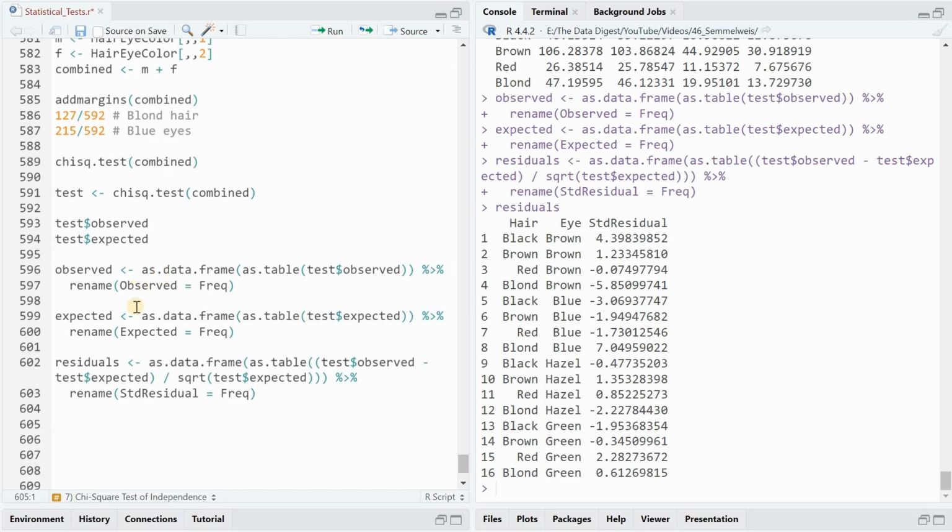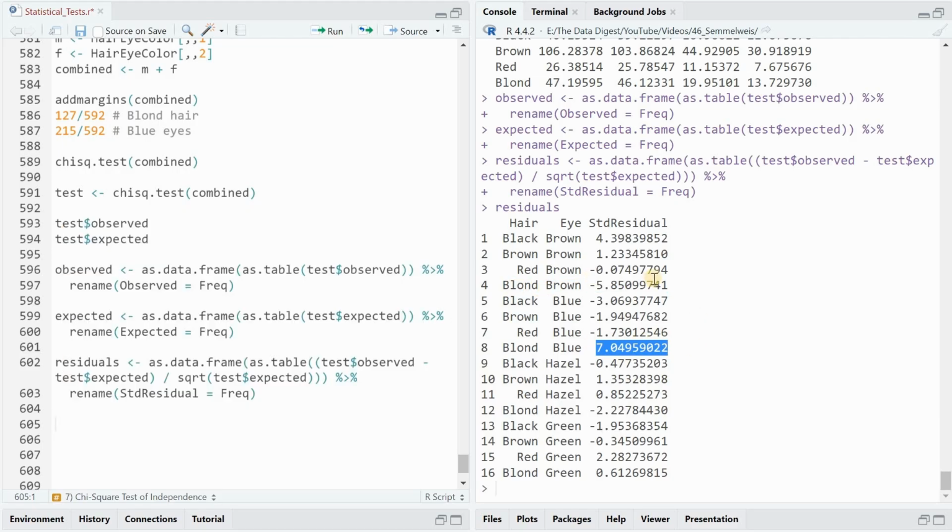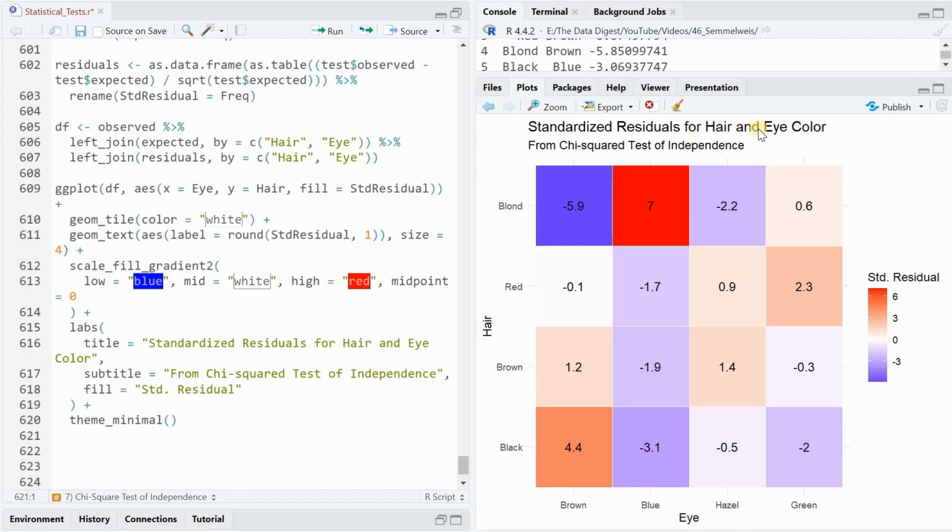We can create a table that calculates the standardized residuals for each combination, which is the number of observed values minus expected divided by the square root of expected. It's a way of showing how many standard deviations a combination is over or underrepresented. So blonde hair with brown eyes, very unlikely, but some combinations like brown hair and brown eyes, not that much higher. We can turn that into a heat map that plots the standardized residuals for hair and eye color, and now it's much easier to find the big deviations.